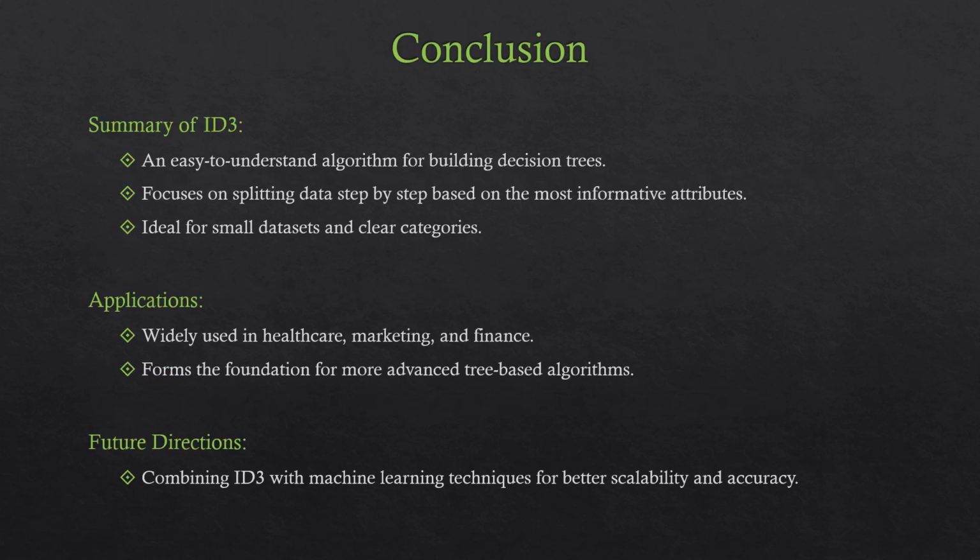Conclusion. Summary of ID3: an easy to understand algorithm for building decision trees, focusing on splitting data step by step based on the most informative attributes. Ideal for small datasets and clear categories. Applications: widely used in healthcare, marketing, and finance. Forms the foundation for more advanced tree-based algorithms. Future directions: combining ID3 with machine learning techniques for better scalability and accuracy.